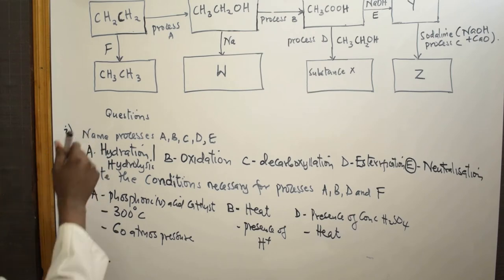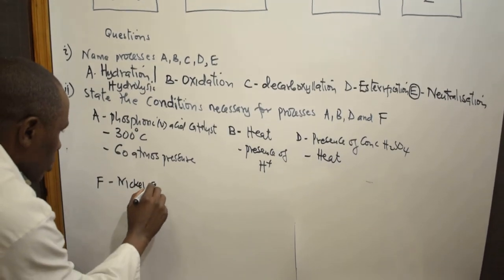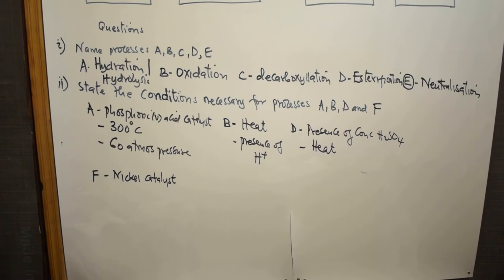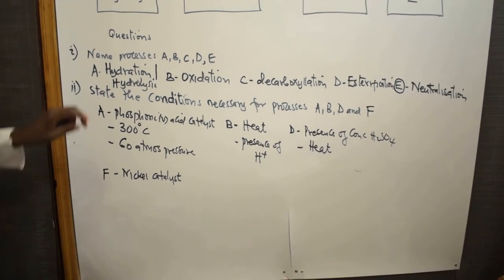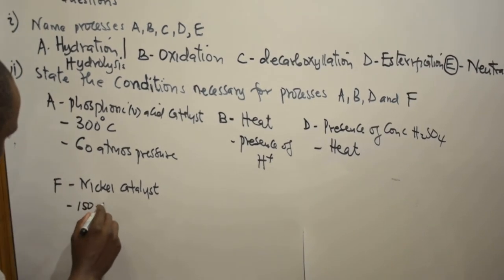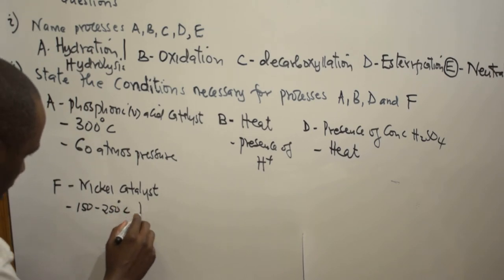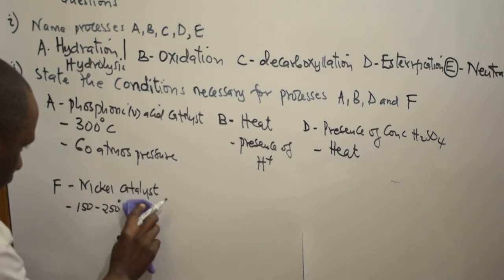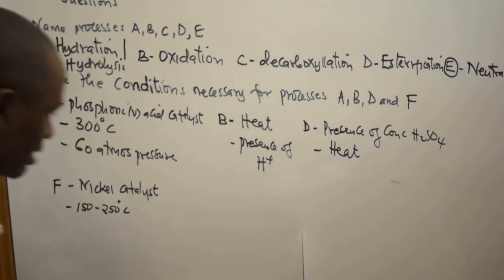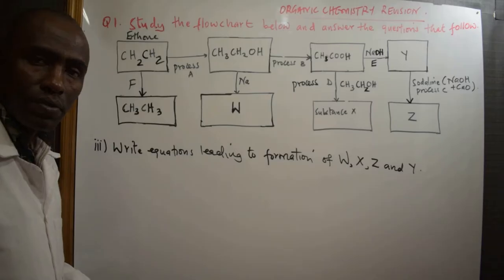Now, what are these conditions that I require during hydrogenation? I'm going to require a catalyst. I call it nickel catalyst. At the same time, I may require a temperature of 150 to 250 degrees Celsius, of course. That's what we are talking.